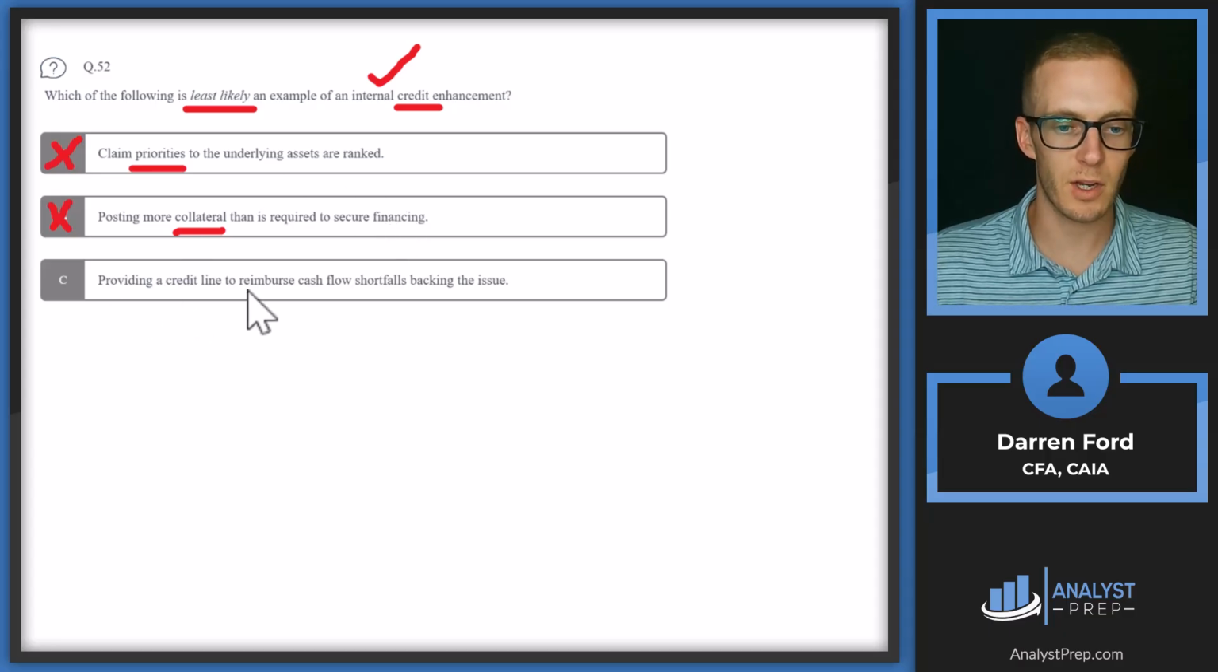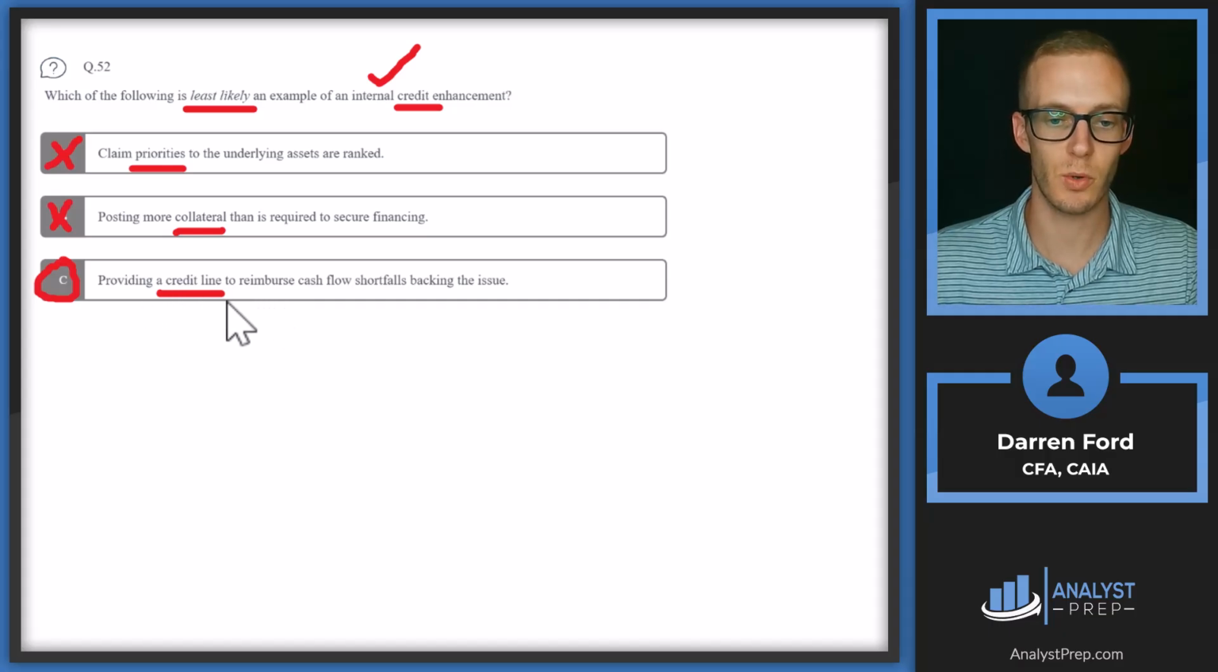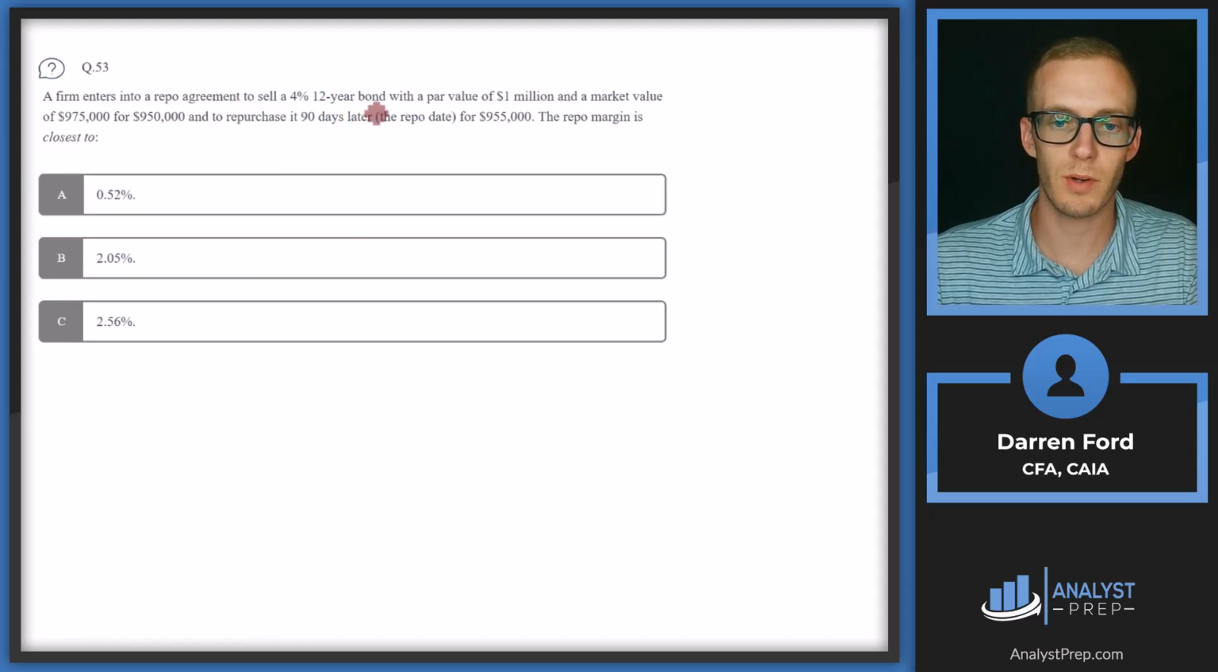And then C, providing a credit line to reimburse cash flow shortfalls backing the issue. This will be our answer since this is going to be an external credit enhancement. That credit line is coming from some bank or other external institution. So they're using this external source of funds to reimburse cash flow shortfalls. Answer C.